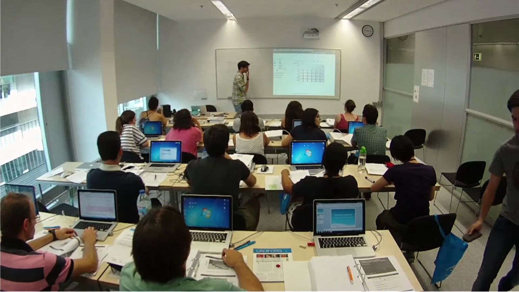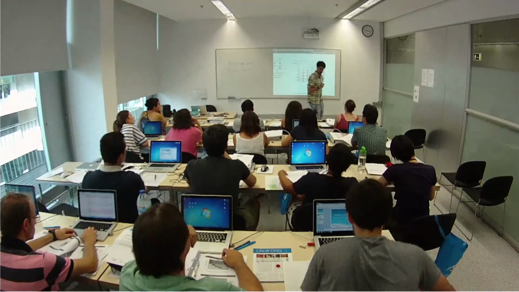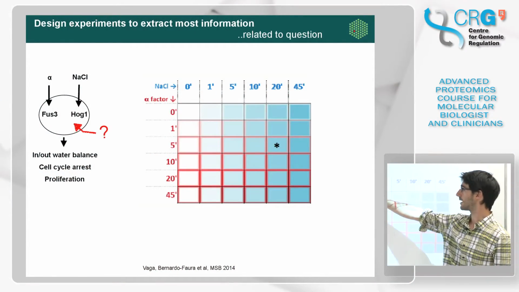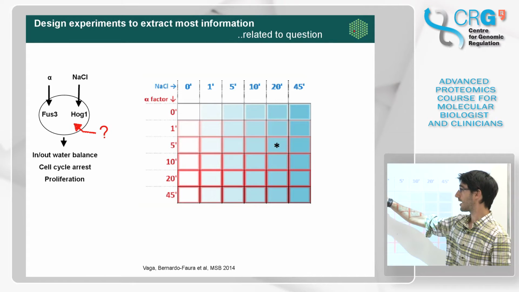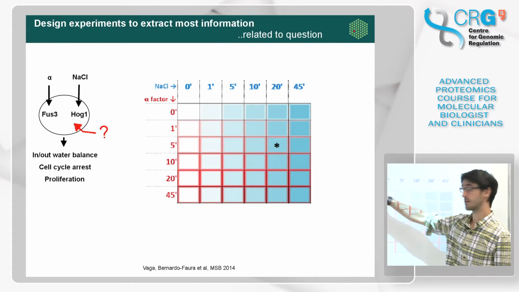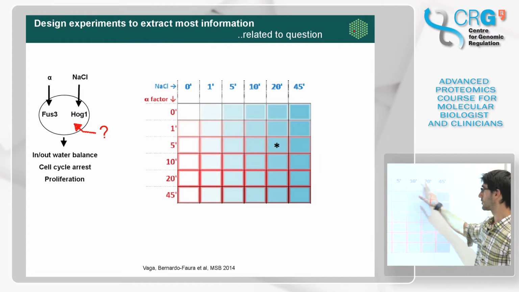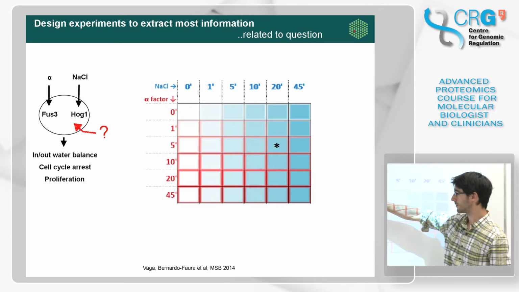We used a matrix of experimental combinations of stimulus. Here, what you can see, for example, is that you perturb your cells with salt and then measure after 0 minutes. You perturb them, measure after 1 minute, and so on. And you can do the same with the pheromone.